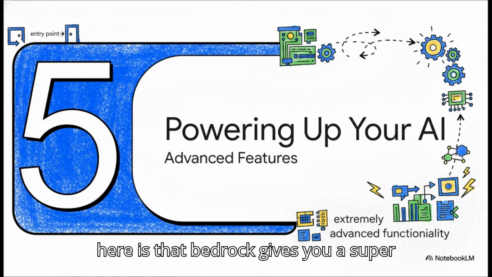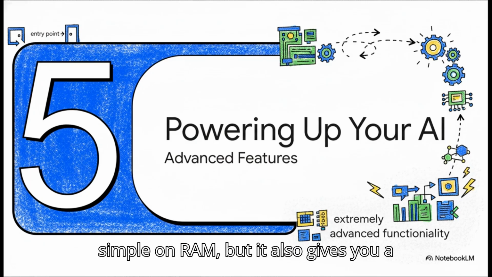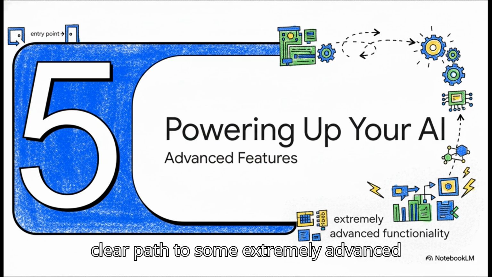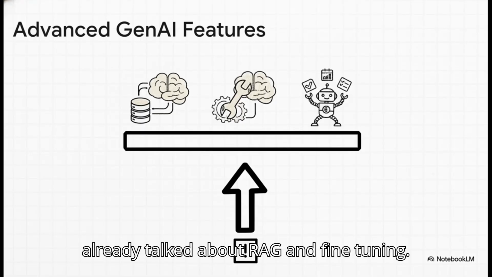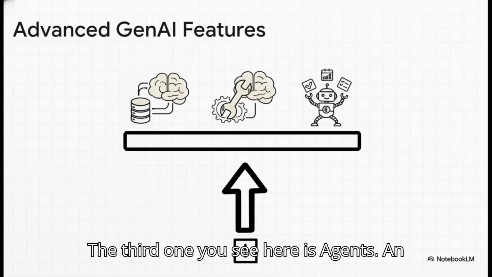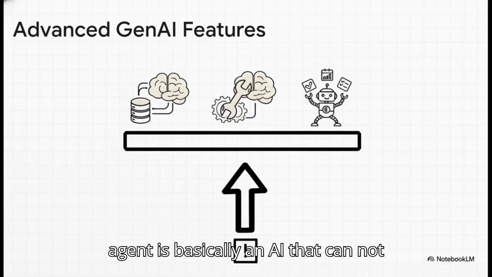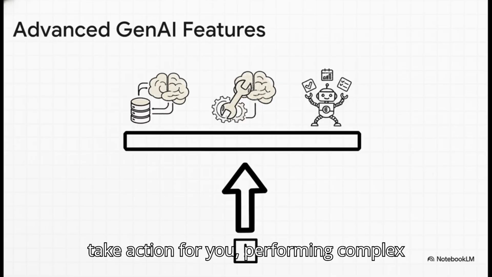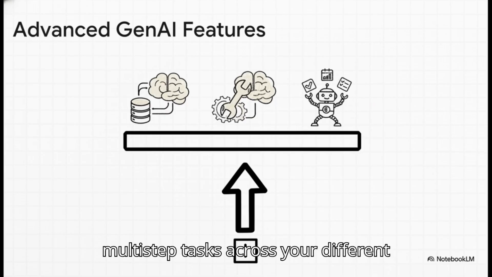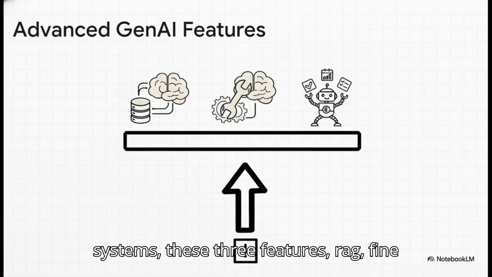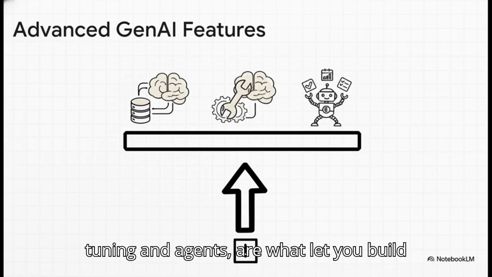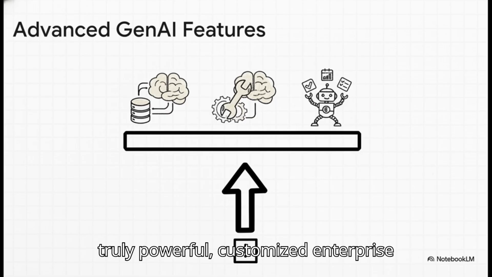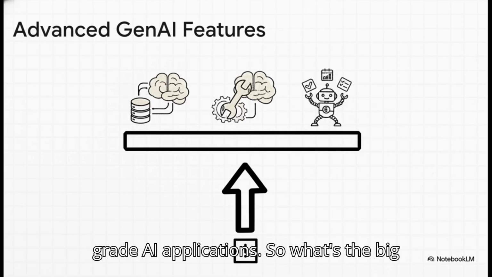So the really crucial point here is that Bedrock gives you a super simple on-ramp, but it also gives you a clear path to some extremely advanced features for when you're ready. We've already talked about RAG and fine-tuning. The third one you see here is agents. An agent is basically an AI that can not just answer questions, but can actually take action for you, performing complex multi-step tasks across your different systems. These three features, RAG, fine-tuning, and agents, are what let you build truly powerful, customized, enterprise-grade AI applications.